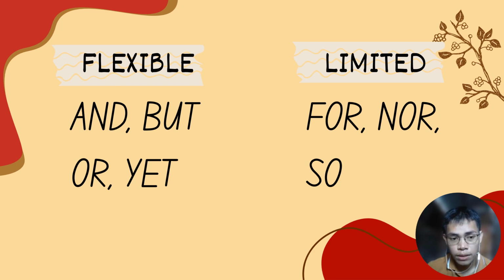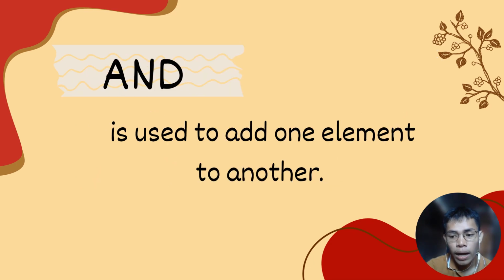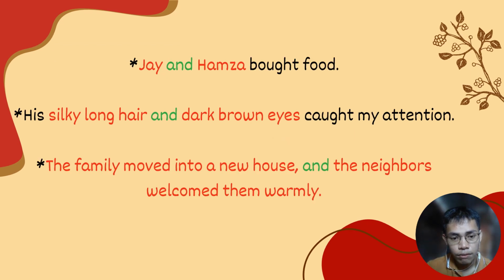Let's begin first with the flexible part. Now, and is used to add one element to another. And is a type of flexible coordinating conjunction, right? And it can be used to join the three. For instance, we have here: Jay and Hamza bought a food. Jay and Hamza here are individual words and they're connected using the coordinating conjunction and.